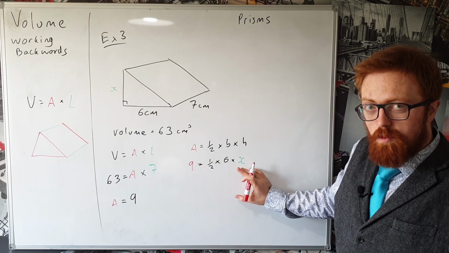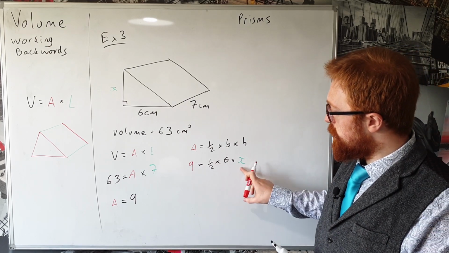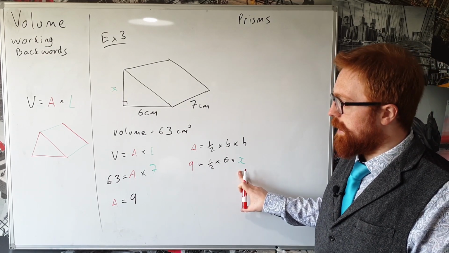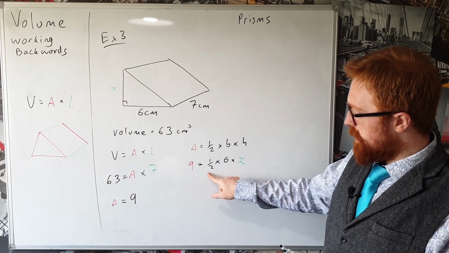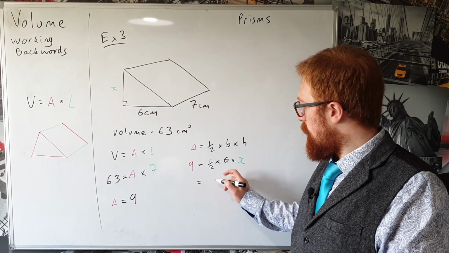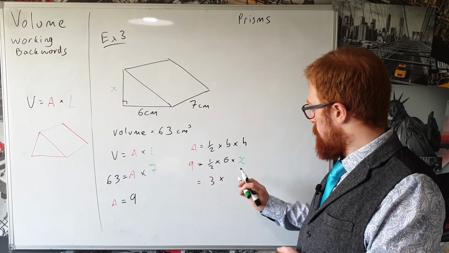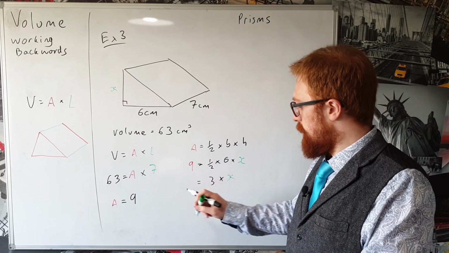And so if we can undo what they've done, if we can solve this equation, we can work out what this value of x is. So let's tidy up first. We can just do this half times by the 6. A half of 6 is 3. Times by x gives us 9.